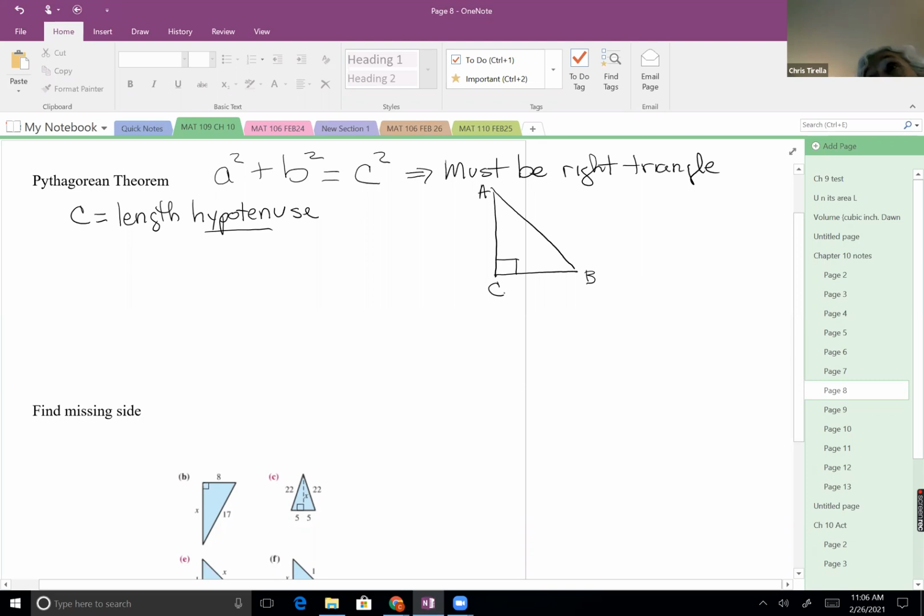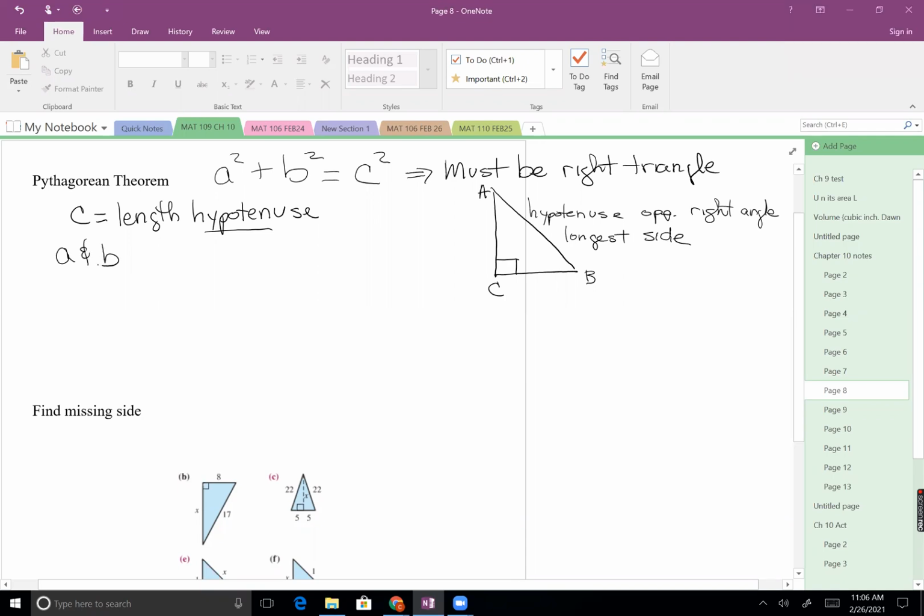AC, CB, or AB? AB. AB, beautiful. The hypotenuse is opposite the right angle. And in being so, it's also the longest side. So if C is the hypotenuse, what are A and B? Legs. The length of the legs, beautiful. So it's the lengths of the legs.